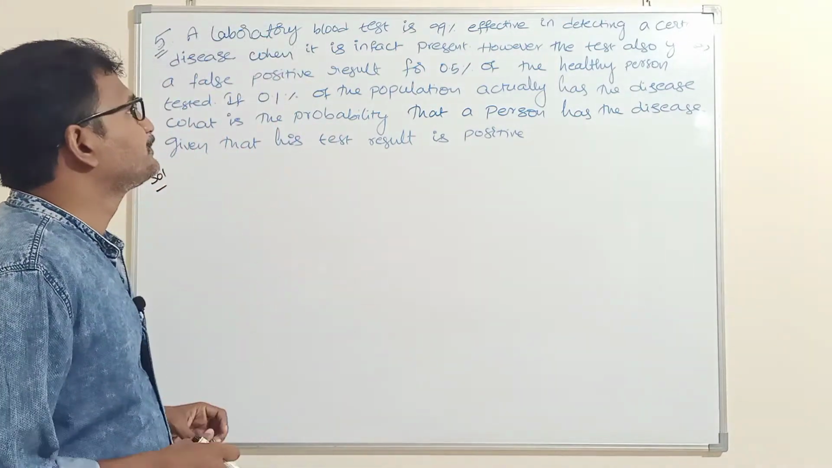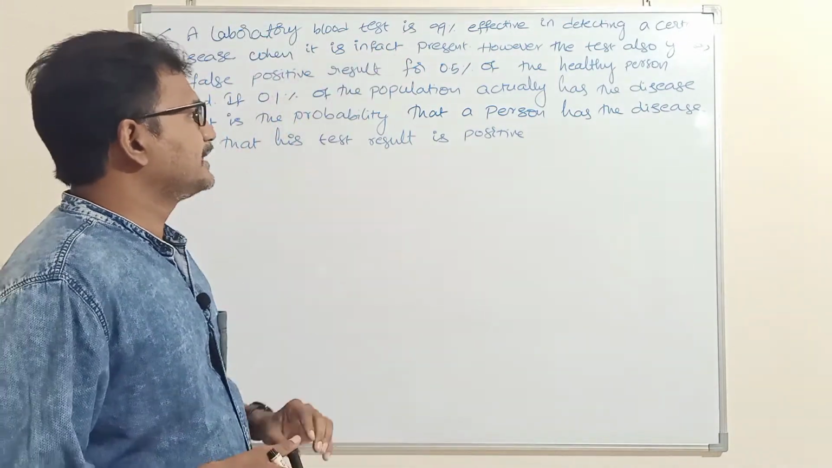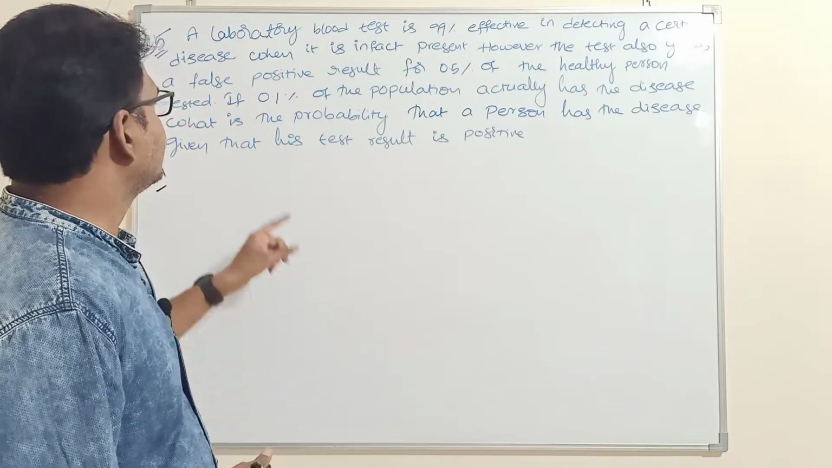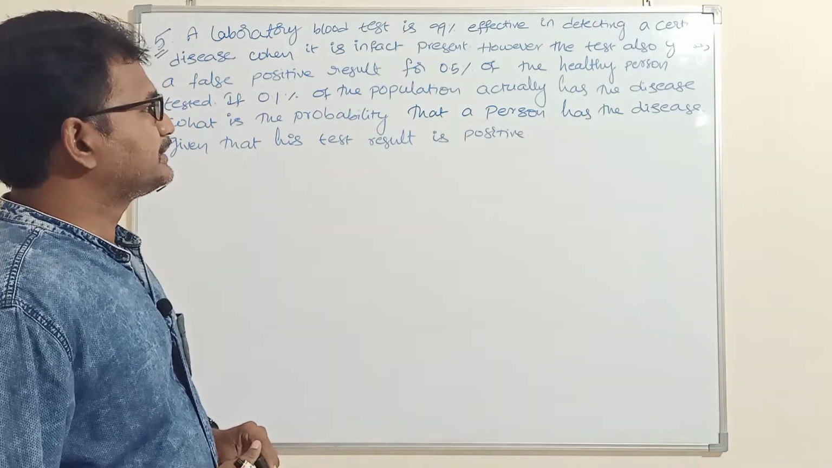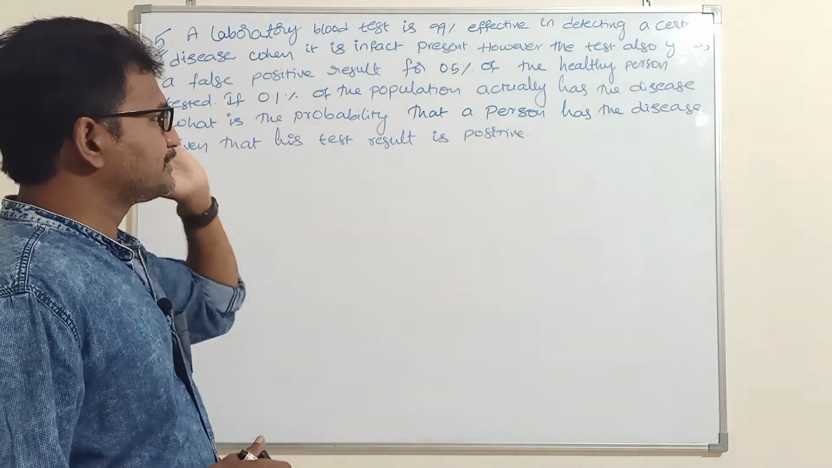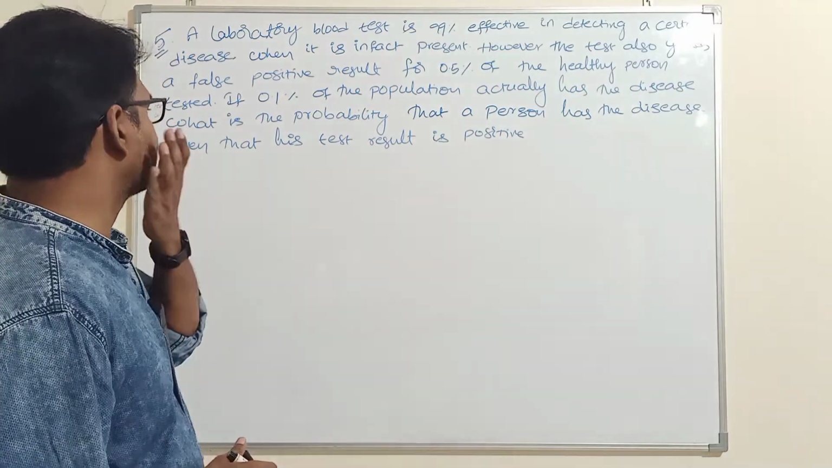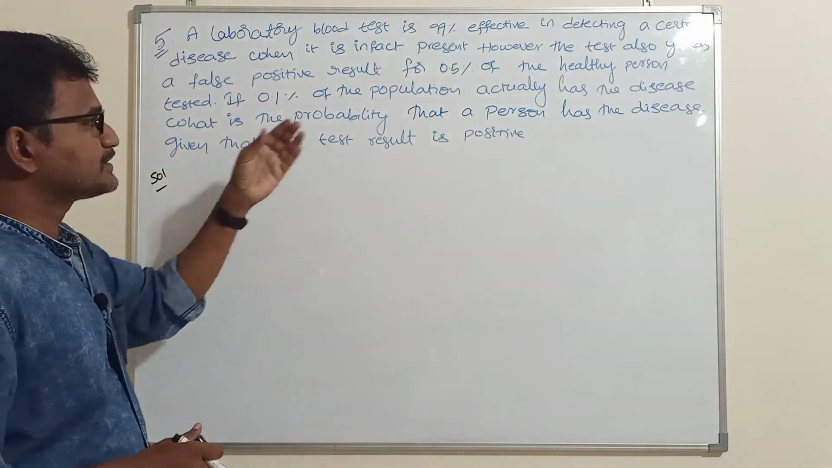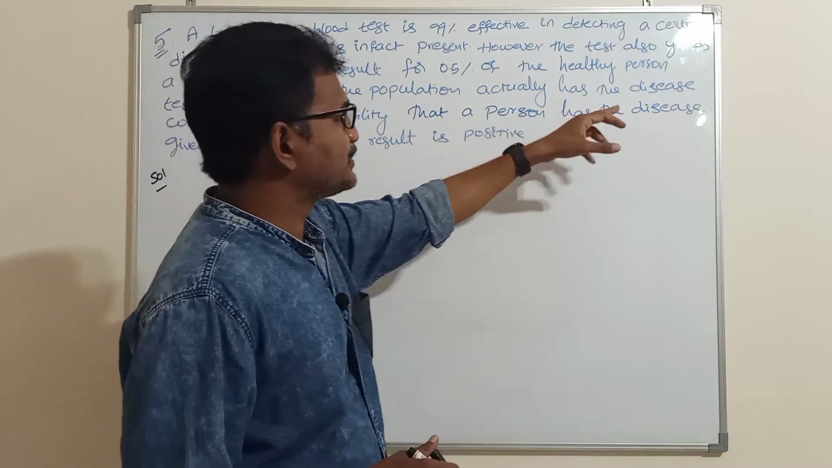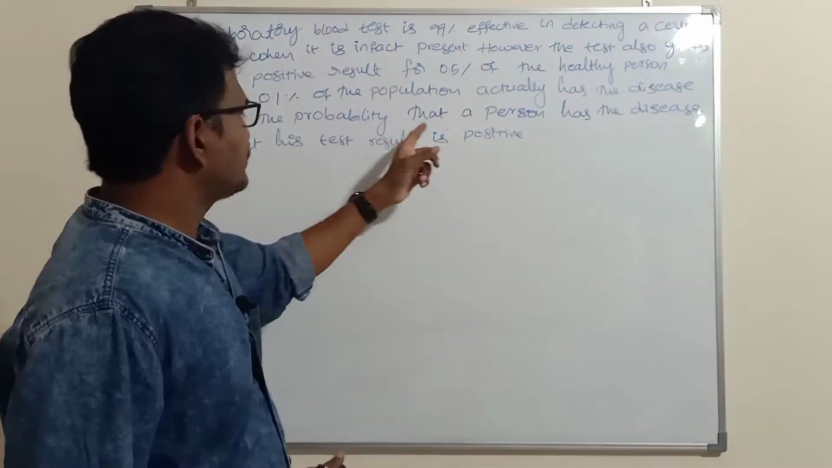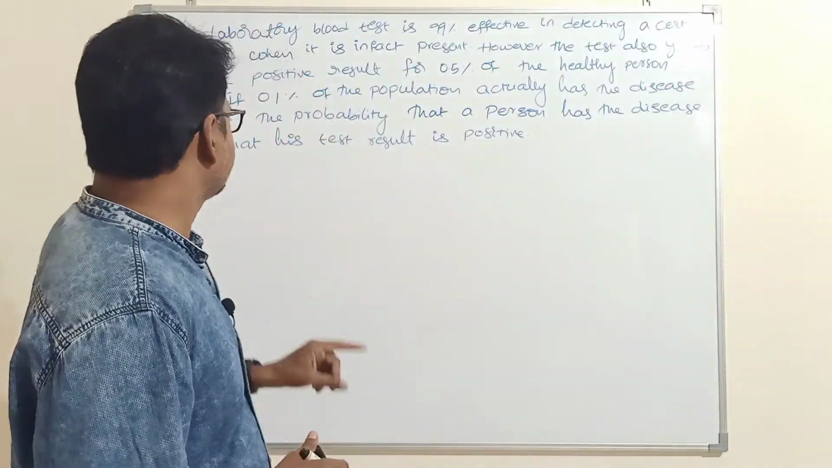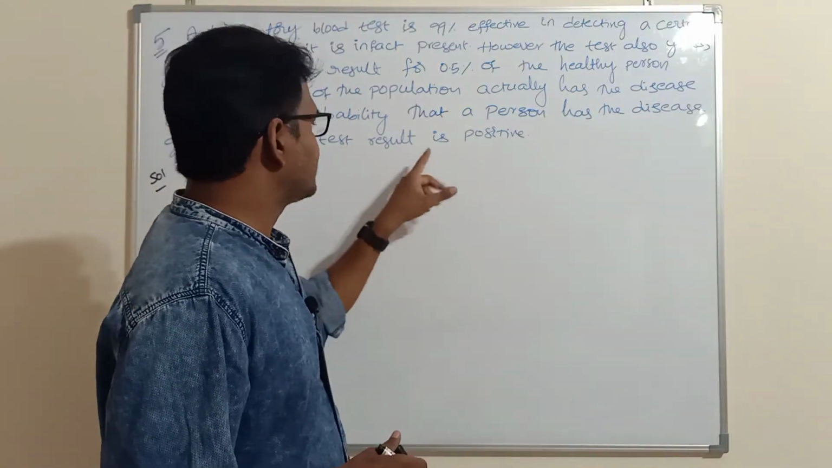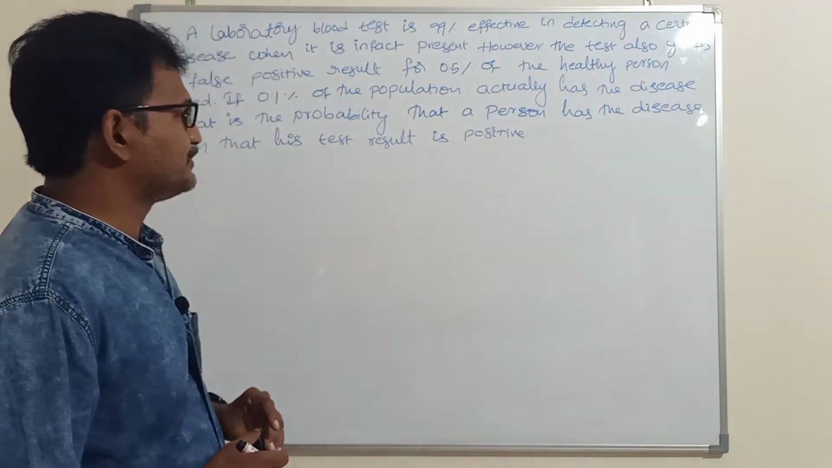Problem number 5. A laboratory blood test is 99% effective in detecting a certain disease when it is in fact present. However, the test also yields a false positive result for 0.5% of the healthy person tested. If 0.1% of the population actually has the disease, what is the probability that the person has a disease given that his test result is positive?